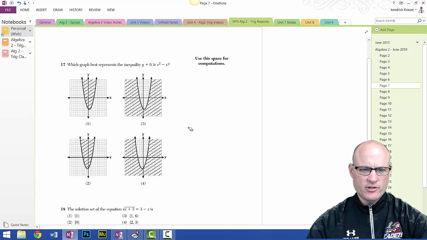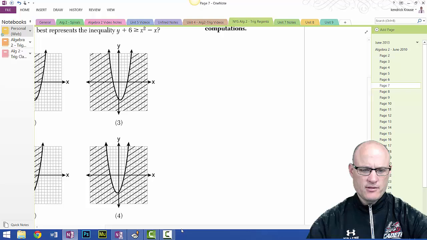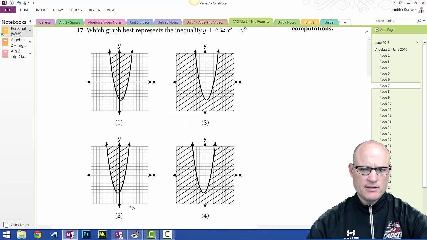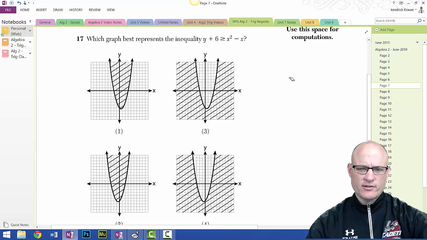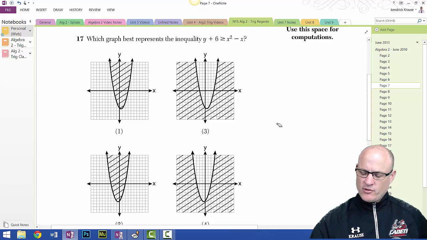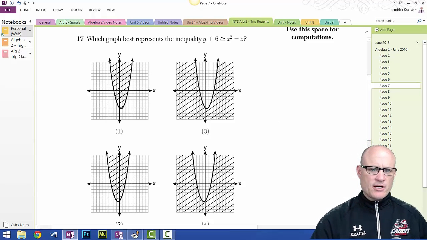Try to show you how to use this as well. All right. So, got a few things going on here, kids. A couple easy ways to check this, and there's a couple hard ways to check this. So let's see what we got. Well, I got to get rid of my eraser. So I'm going to just solve for y. So I get y is greater than or equal to x squared minus x minus 6.